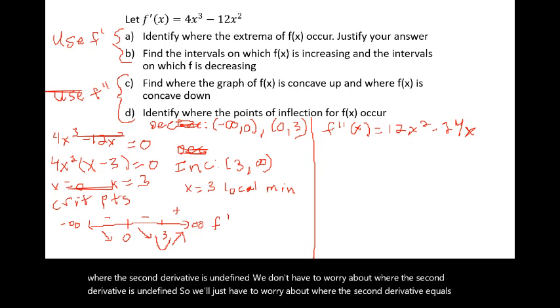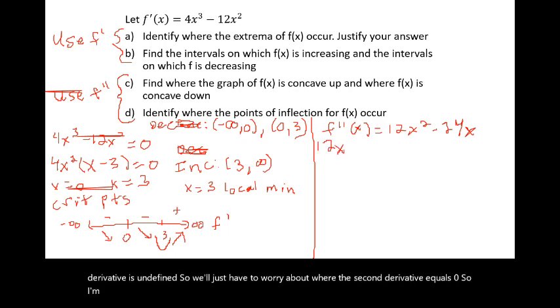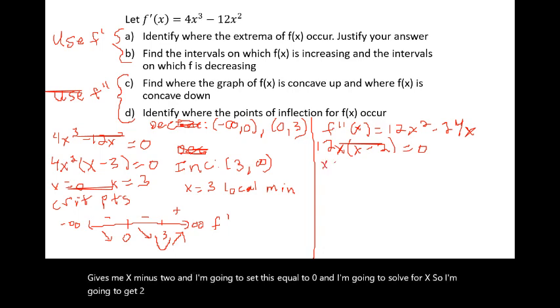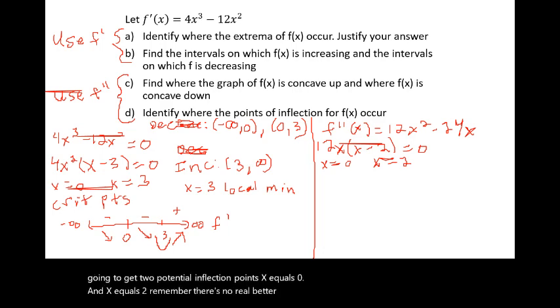So I'm going to factor out a 12x, gives me x minus 2, and I'm going to set this equal to 0, and I'm going to solve for x. So I'm going to get 2 potential inflection points, x equals 0, and x equals 2. Remember, there's no real better name for these. They're just potential inflection points.